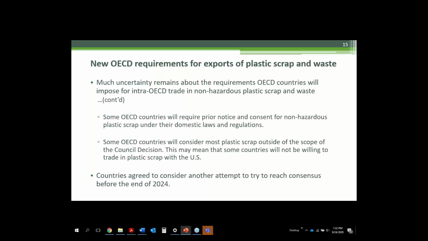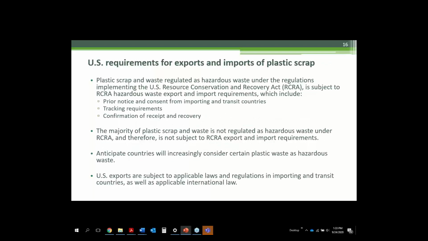One of the things we pushed for, the US pushed for, was to get something called a review clause in the OECD Council decision, basically saying, okay, we're going to try this approach for a while where countries are taking different approaches, and that may or may not work very well. So let's revisit this at some point and decide whether we want to try and negotiate a common OECD-wide approach to how to handle plastic scrap in the future. So that's something that we agreed to do in 2024 after countries have some experience with the current approach.